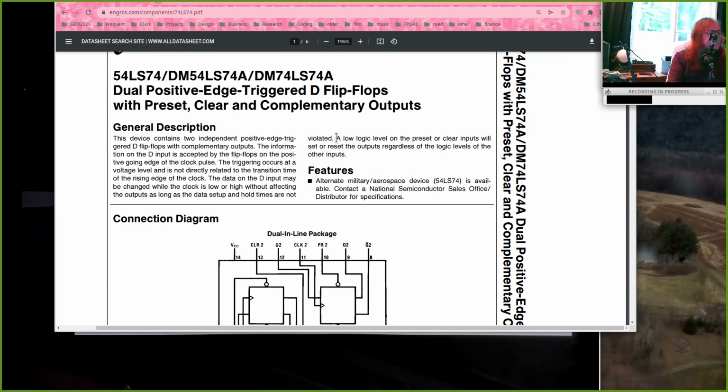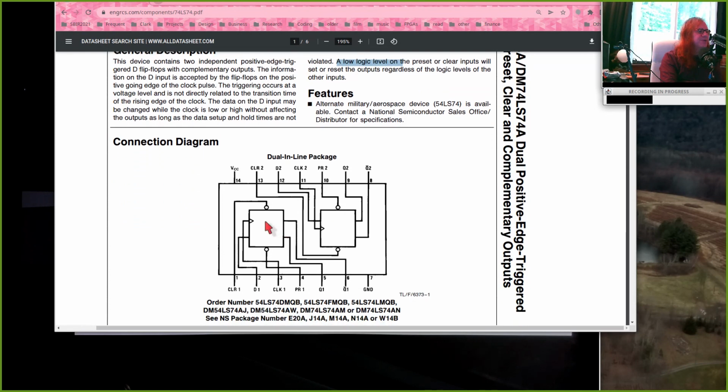And important sentence here, a low logic level on the preset or clear inputs will set or reset the outputs regardless of the logic levels of the other inputs. So we would sometimes call these an asynchronous preset and clear input. They don't depend on the clock. And it says a low logic level causes those to change the outputs. Well, in this diagram, there's a little bubble on these inputs. That bubble is a notation that tells us these are active low.